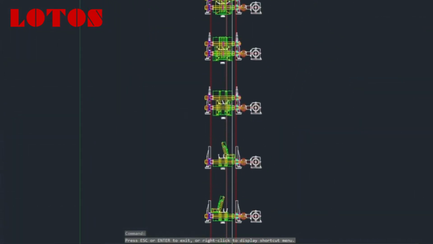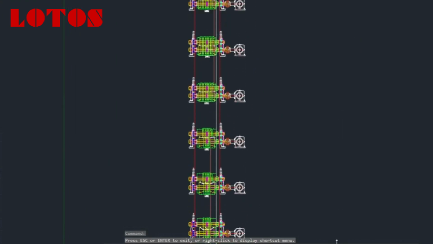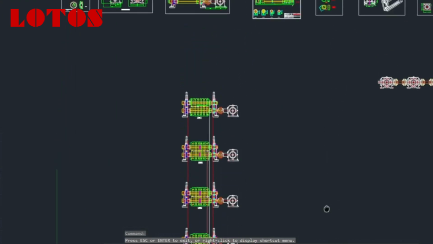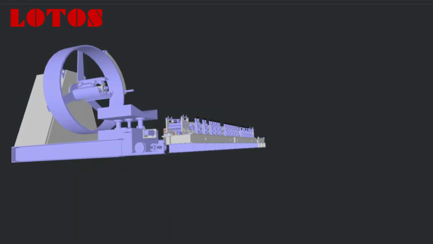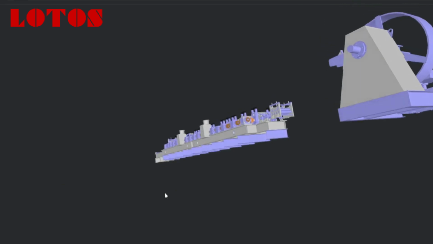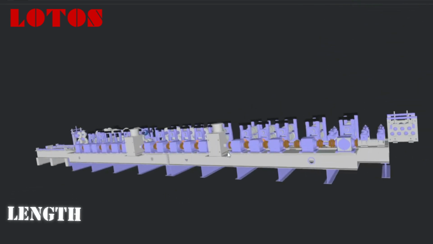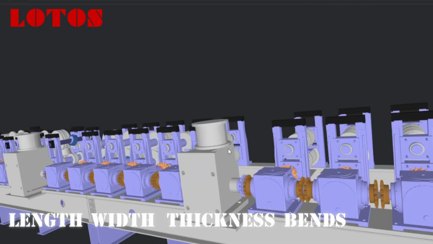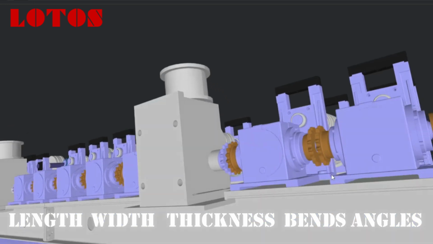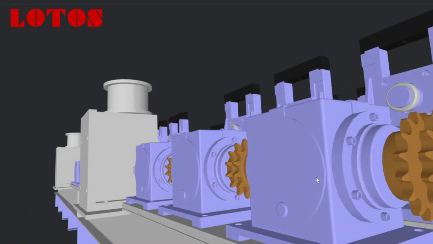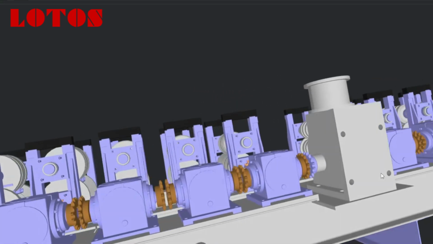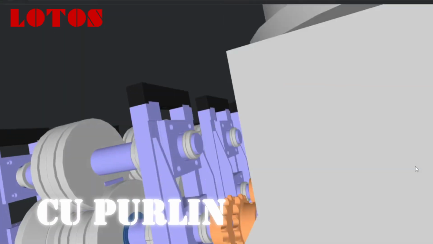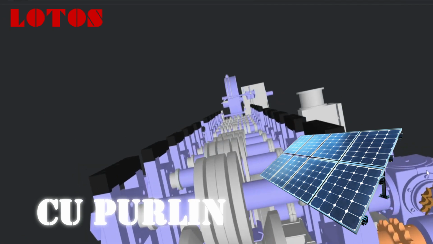This process involves several key stages, which are explained step by step below, along with the necessary software tools, equipment, and technical expertise. We begin by defining the requirements. These include precise dimensions of the profile such as length, width, thickness, bends, and angles, as well as the intended application of the profile, and whether punching or perforation is needed. For example, in this video, we focus on the design and drafting of a CU profile, which is used in the construction of solar panel structures.